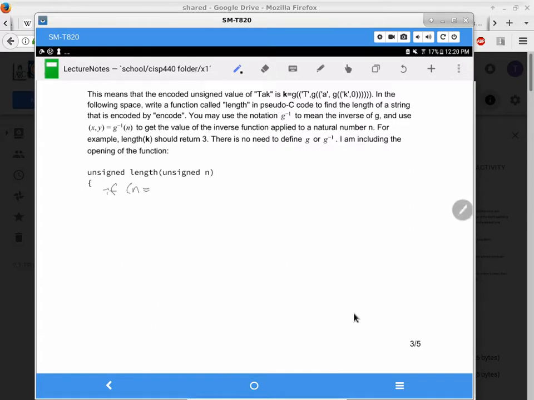Okay, so when n equals 0, we know what it is supposed to return. What do you think it should return in this case? It should return 0, okay? Because when n is 0, we are looking at a null terminator already. So the length of that string, which only consists of a null terminator, is 0. Okay, so you say return 0 here.